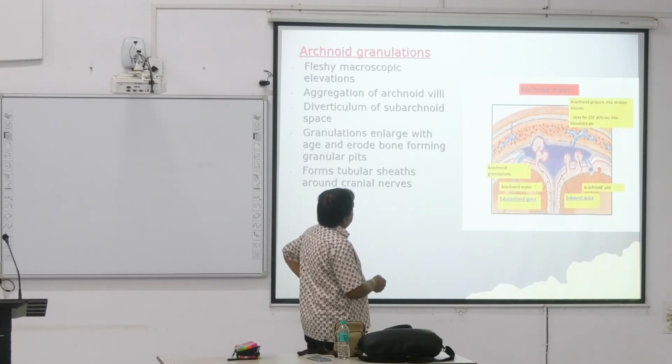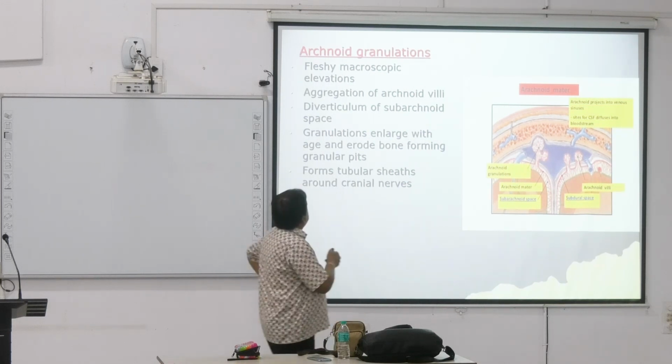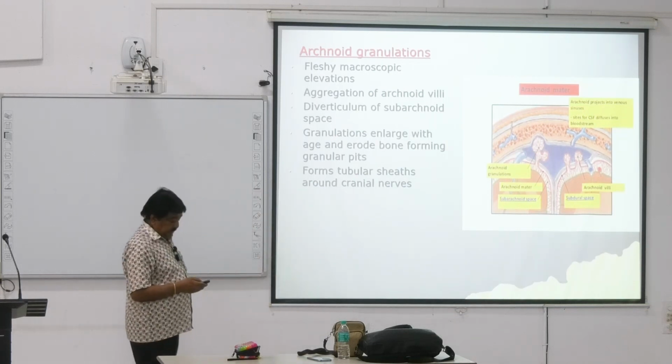The arachnoid granulation, the arachnoid matter, this is the subarachnoid space. Below the arachnoid is subarachnoid space, the subdural space, the dural matter, and arachnoid villi. So please note this arachnoid granulation.